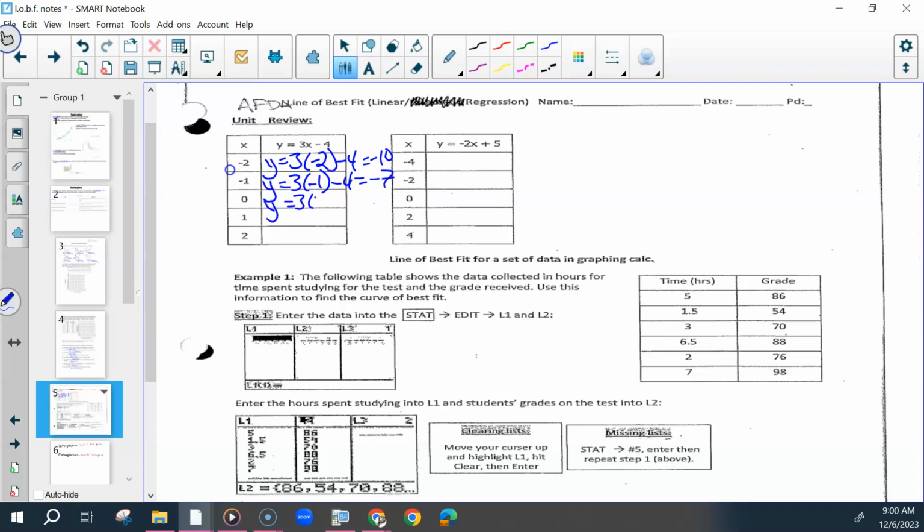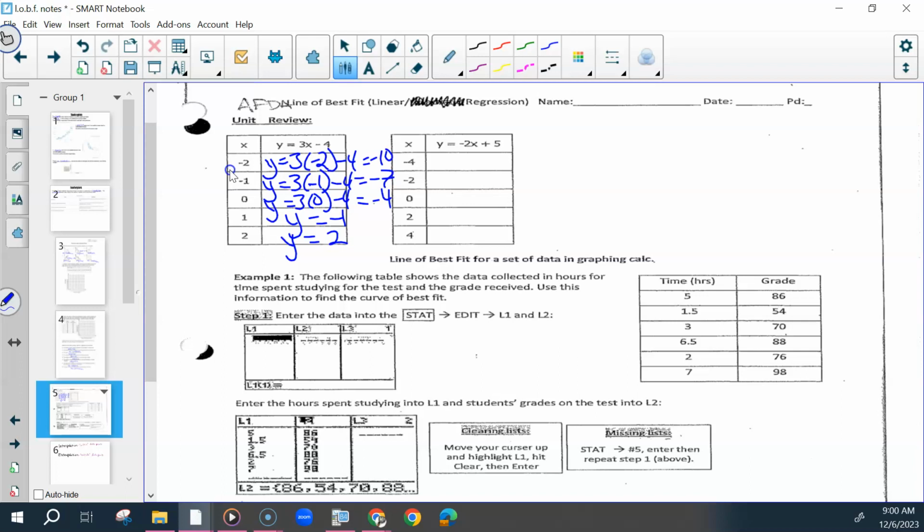Y equals 3 times 0 minus 4. -4. Anyone start to see a pattern? Goes up by 3 each time, so that means this one should be, and this one is close. But doing this part will help us when we get to our tables.